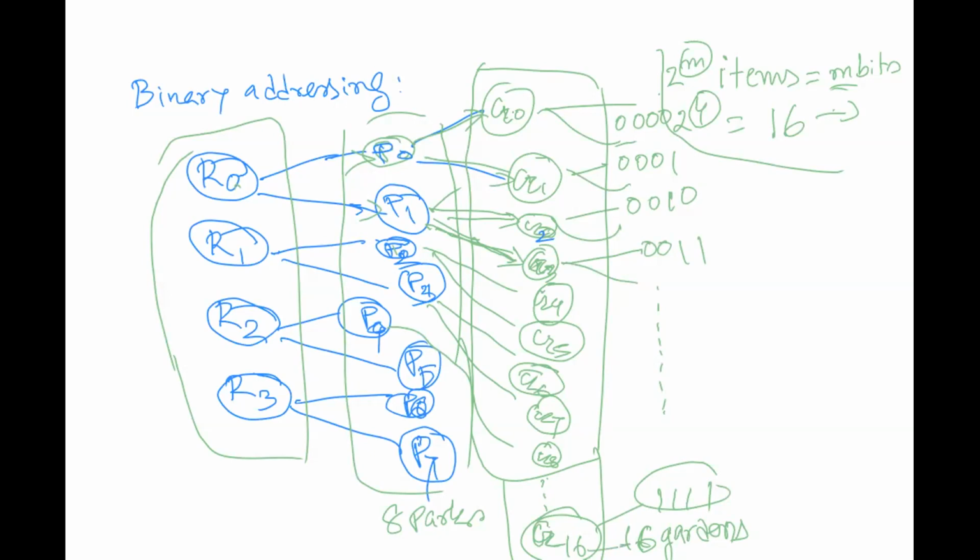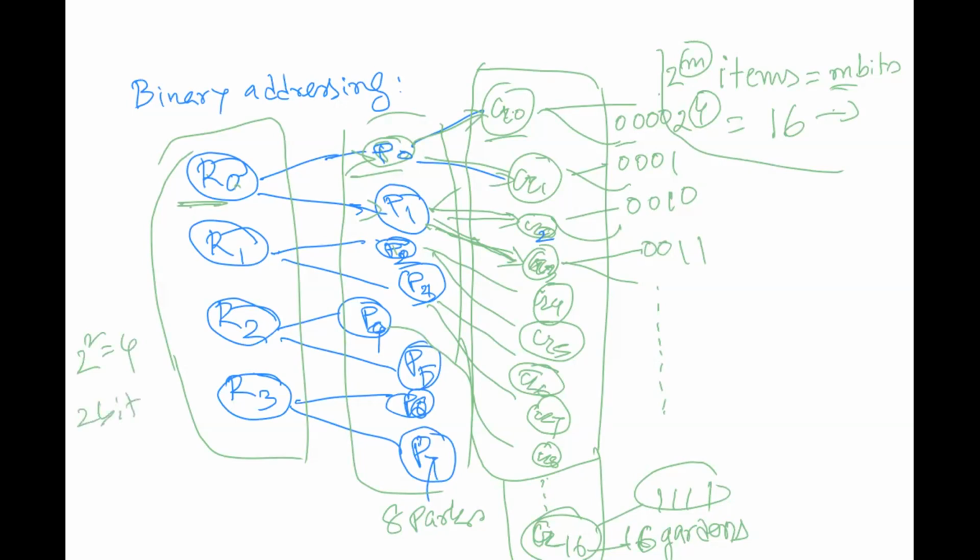Another way you can represent this garden is to start from the road, and then park and garden from these bits. How to do this? For the four roads, to represent these four items in binary, how many bits are required? We need 2 bits. So for 4 items, 2 to the power 2 equals 4. So here there are 4 roads, and to represent them we need only 2 bits.